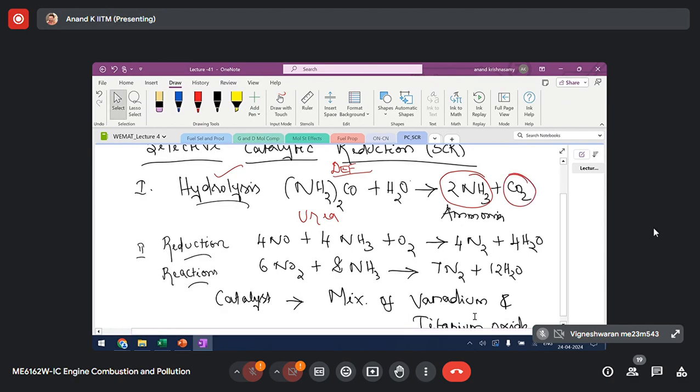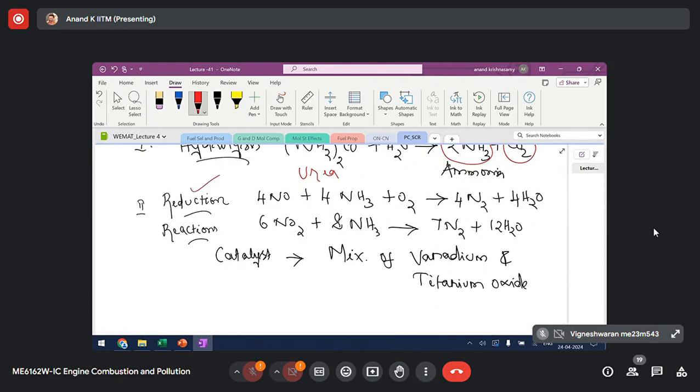Okay, this ammonia now undergoes a reduction reaction in the catalytic bed. The catalyst is a mixture of vanadium and titanium oxide. So you have a construction similar to the three-way catalytic converter I have shown earlier. The catalyst material is different. You have a wash coat, and in the wash coat you have this finely dispersed catalyst.